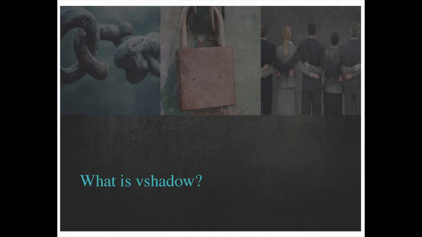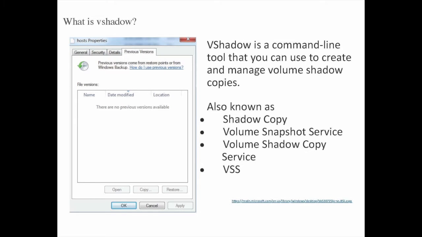So what's vShadow? vShadow is a command line tool that Microsoft created to allow you to create and manage volume shadow copies. A shadow copy is technology included in Windows that allows taking backup copies of computer files or entire volumes on the system. These backups can be taken even when files are in use, which adds a whole bunch of use cases, because you don't have to stop anything in order to start messing around with shadow copies. It's implemented in Windows as a service called the Volume Shadow Copy Service, or VSS.